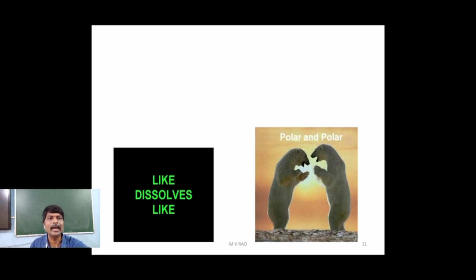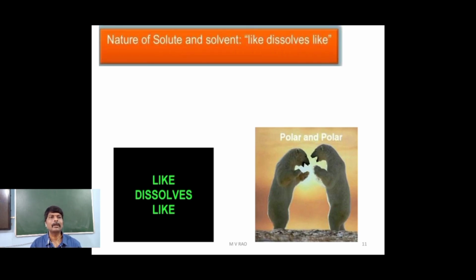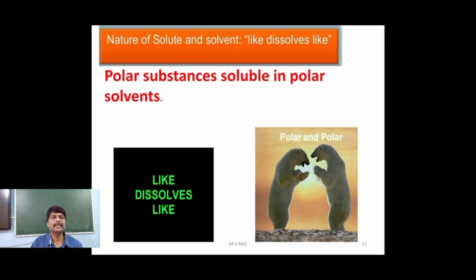So polar substances are soluble in polar solvents. Polar compounds means ionic compounds. Ionic compounds are soluble in a solvent containing ions. What is the solvent containing ions? A polar solvent. So, depending on the nature of solute and solvent, like dissolves like. Polar substances are soluble in polar solvents. For example, NaCl is soluble in water.